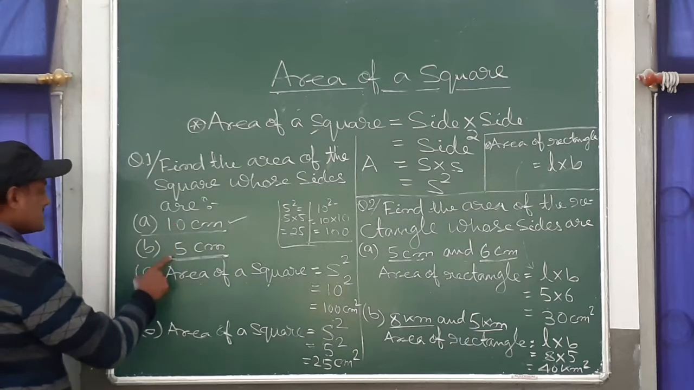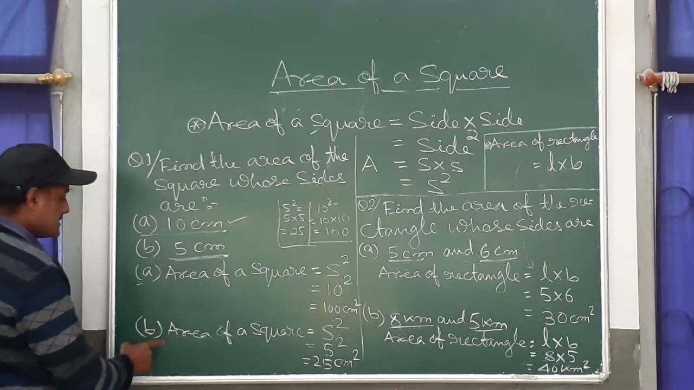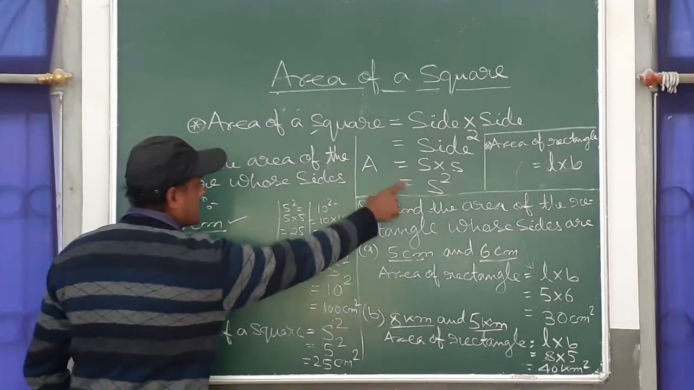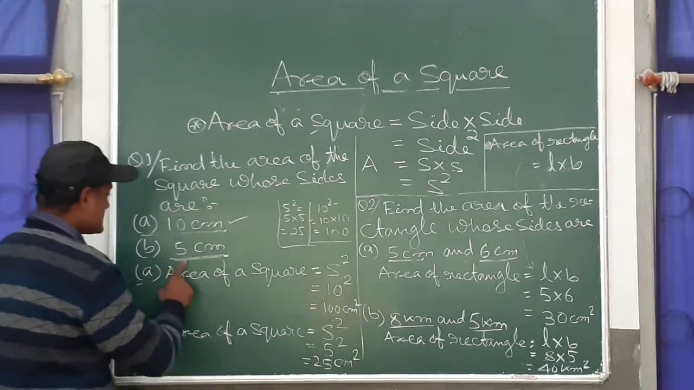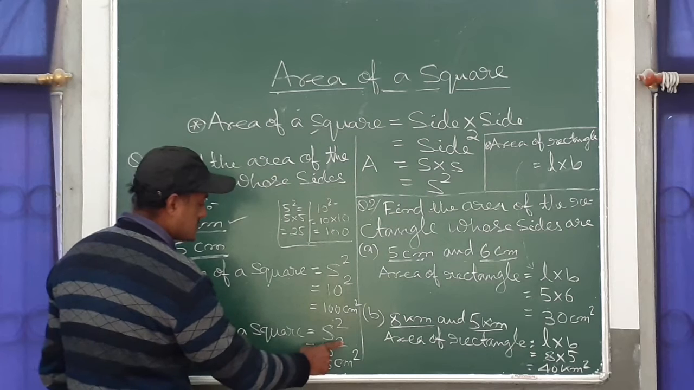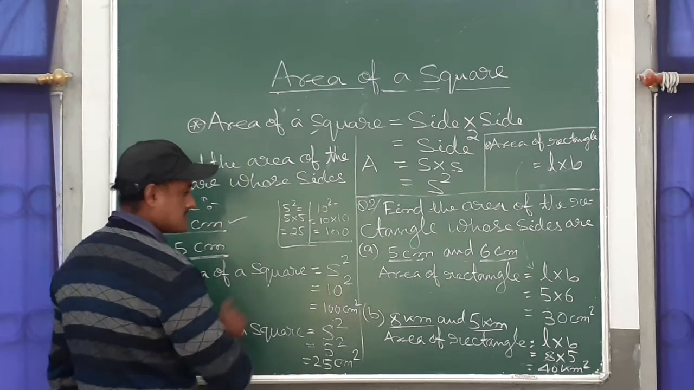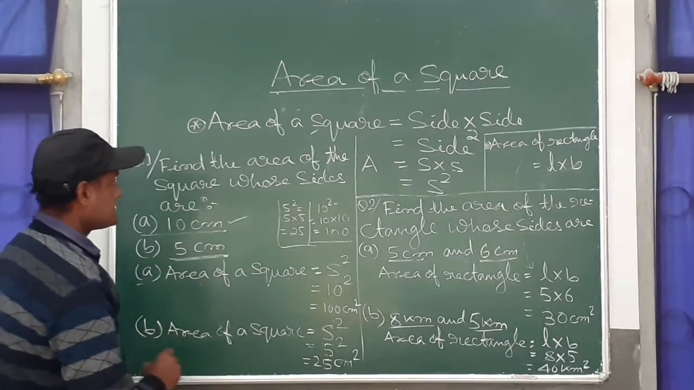The second example is side is given 5 centimeter. In the same way we will write area of a square is equal to S square, and the side is given 5. So 5 square means 5 into 5, that is 25 centimeter square.